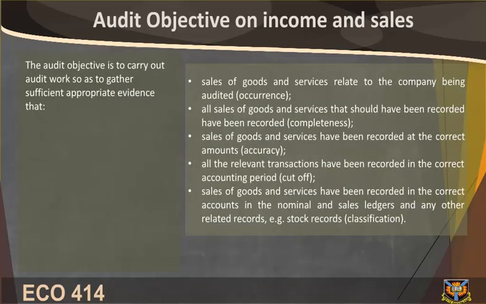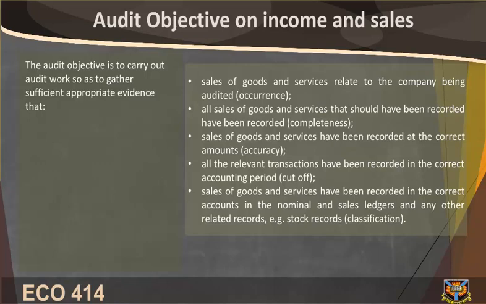Audit objective on income and sales. The audit objective is to carry out audit work so as to gather sufficient appropriate evidence that sales of goods and services relate to the company being audited: occurrence. All sales of goods and services that should have been recorded have been recorded: completeness. Sales of goods and services have been recorded at the correct amounts: accuracy. All the relevant transactions have been recorded in the correct accounting period: cutoff.